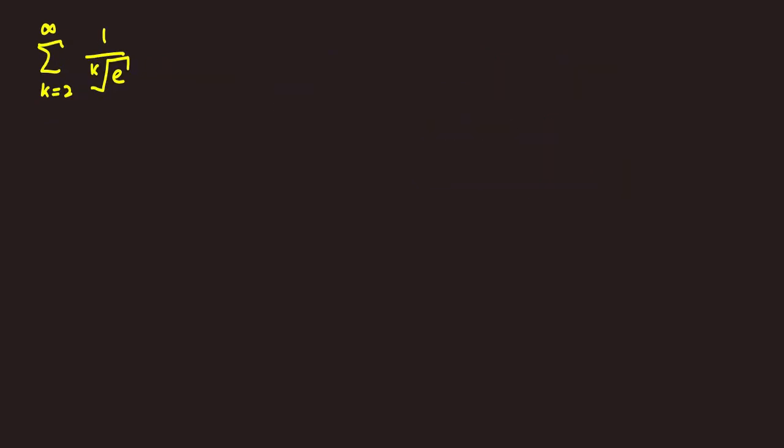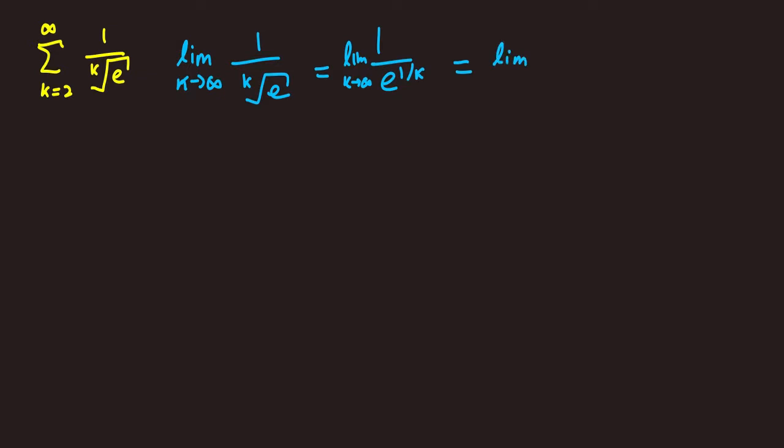Now let's take a look at the example for the summation of 1 over the kth root of e. So we take the limit, I guess, as k goes to infinity of the kth root of e. We can represent the kth root of e as e^(1/k), as k goes to infinity. And if we do this, we can just plug in k as infinity, and we'll see that we actually get e^0, and anything to the 0 is just 1, so our final answer here becomes 1, and 1 is not 0, so it diverges.